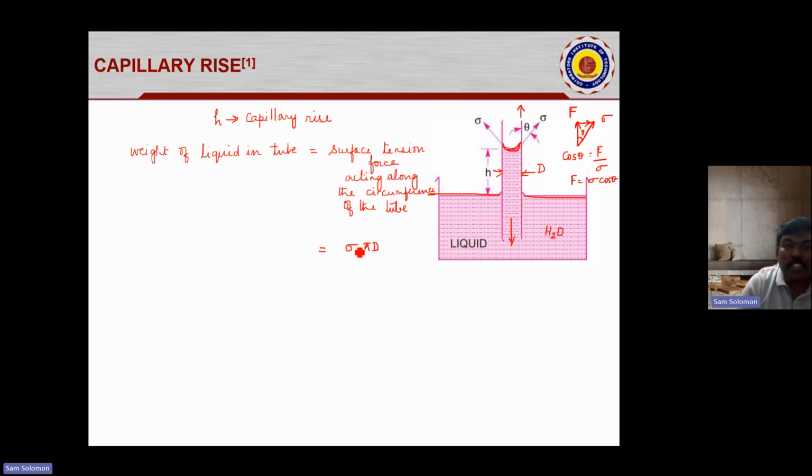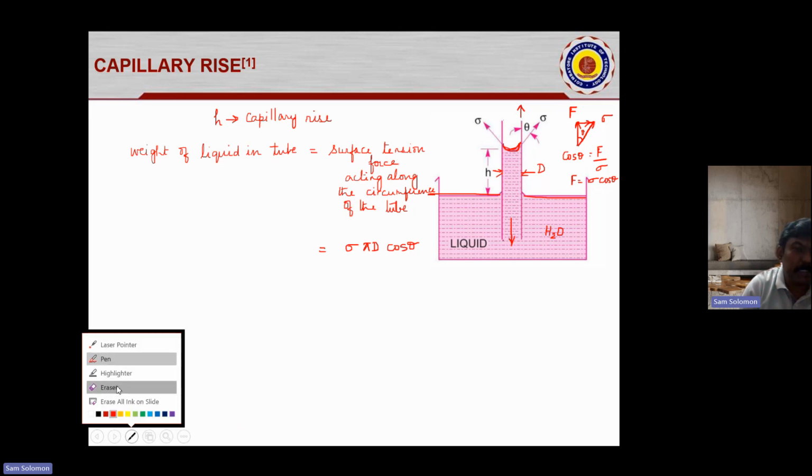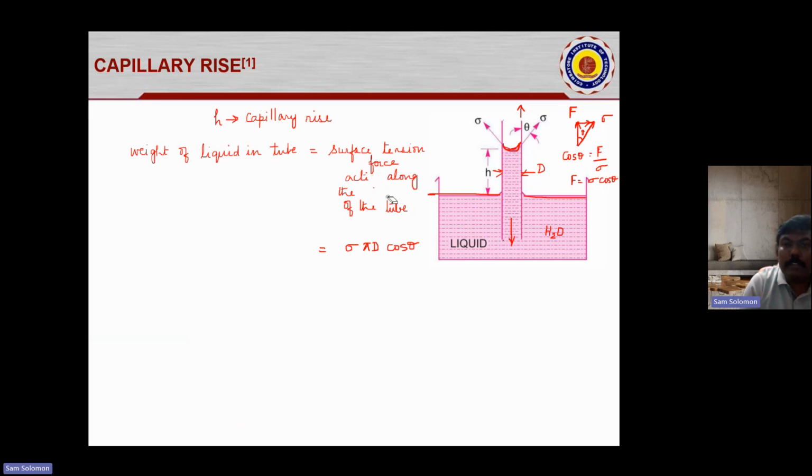So I don't just have the sigma, I also have this cos theta, because that is the vertical component of this force. So what I have is the force acting along the circumference of the tube. Since we are taking the vertical component, let's say acting along the surface of the tube. That would be a better word than circumference.